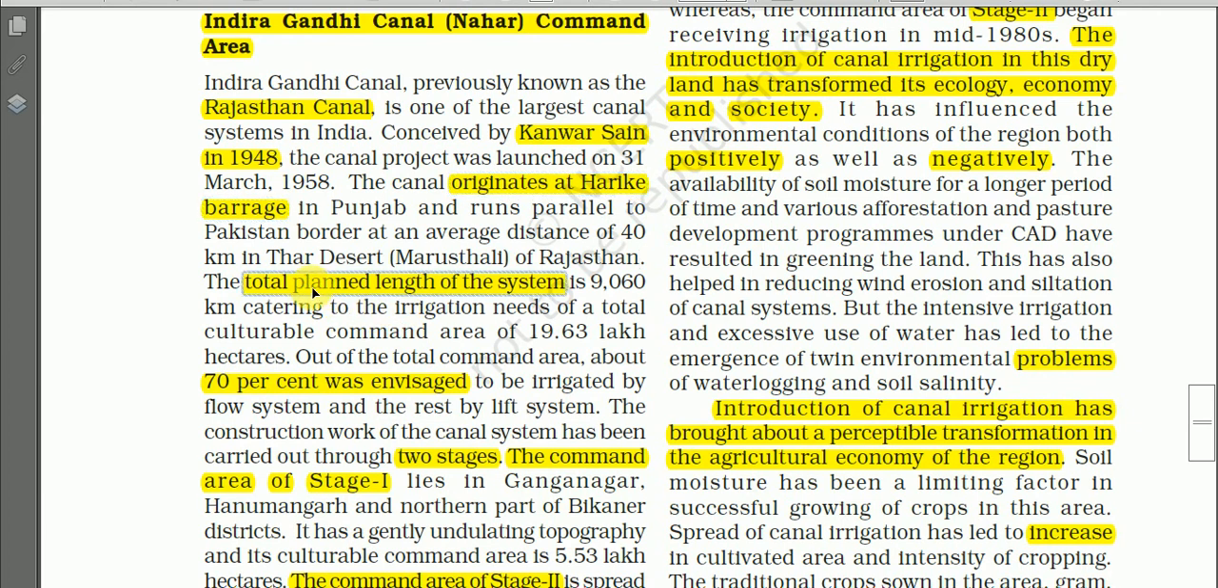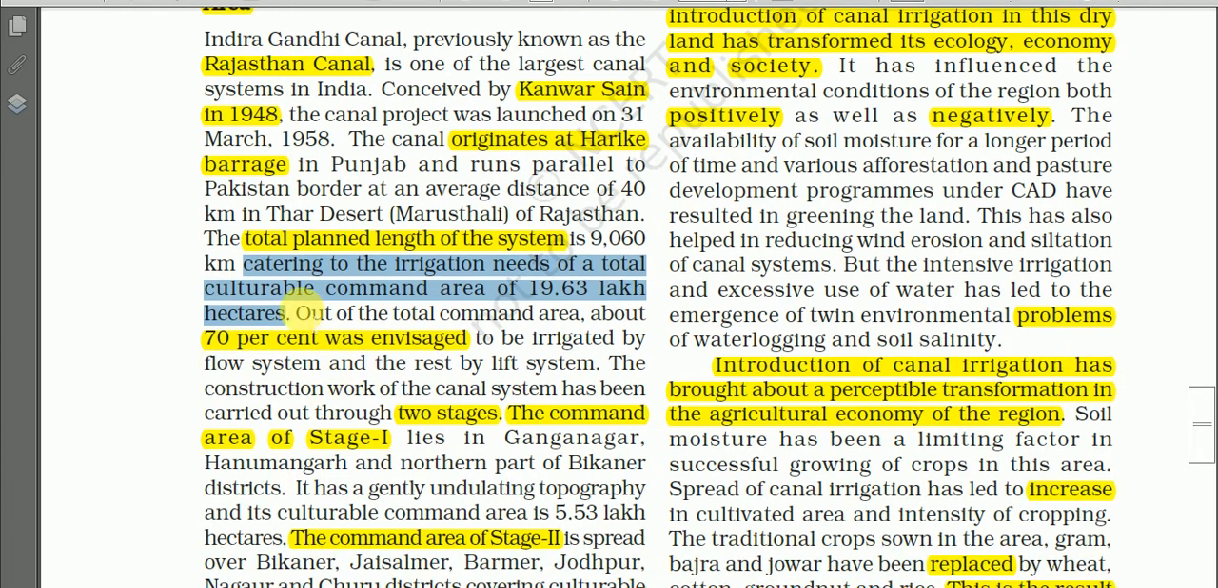And the total planned length of the system is 9,060 kilometers, catering to the needs of a total cultivable command area of 19.63 lakh hectares. So the total planned length of the canal system is 9,060 kilometers, and it will irrigate about 19.63 lakh hectares of land. And out of the total command area, about 70% was envisaged to be irrigated by the flow system, and the rest by the lift system.